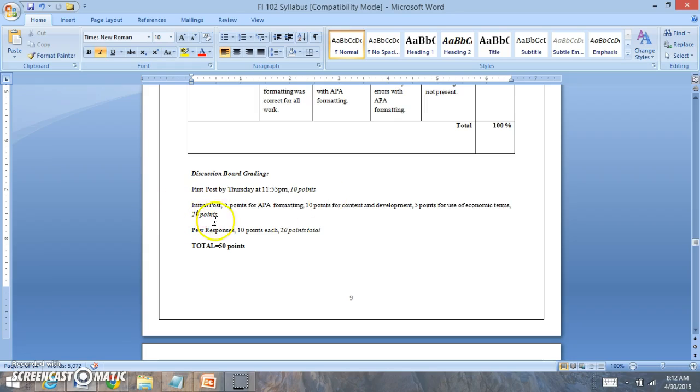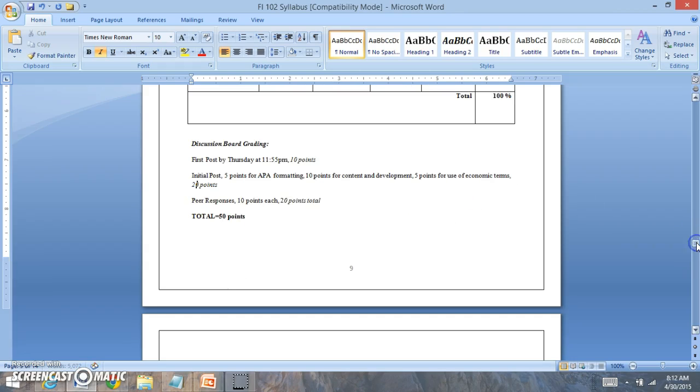Your initial post is worth 20 points. That's 5 points for APA formatting, which means you need an APA formatted in-text citation and reference, 10 points for content development, and 5 points for use of economic terms. Then you have 10 points for peer responses each, so you need 2 of them. It can be to any of my posts that I post, which are a total of 20 points. So in the discussion board, really focus on the initial post and your content.